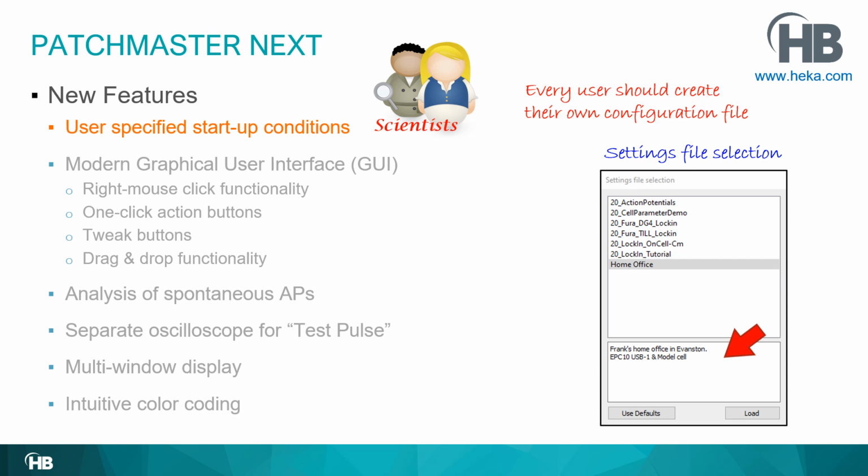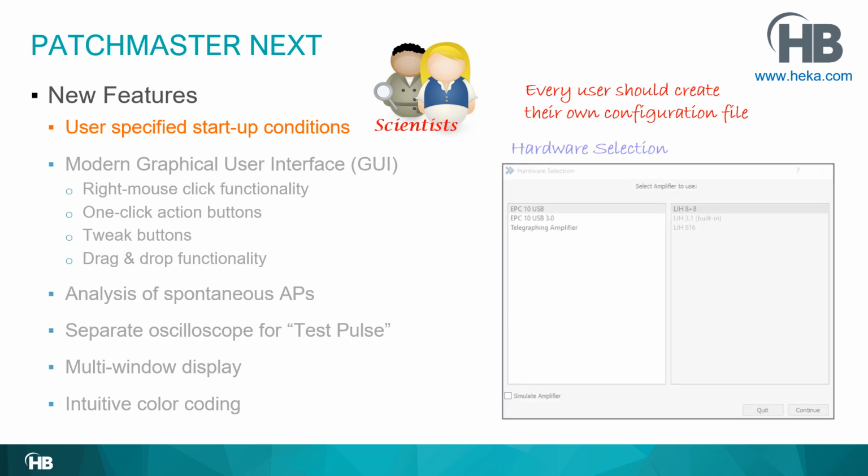But you select the configuration file, you load it by pressing this button. New users, I would suggest to use the Use Defaults button. That starts PATCHMASTER NEXT with its default settings. Then this hardware selection window comes up. On the left-hand side, you see there is the hardware automatically selected that is connected to the software at this moment. And also the interface should be automatically selected by the software. And all you need to do is now press continue.